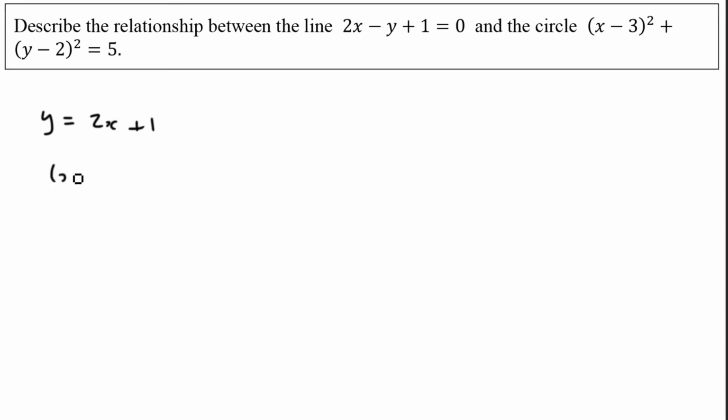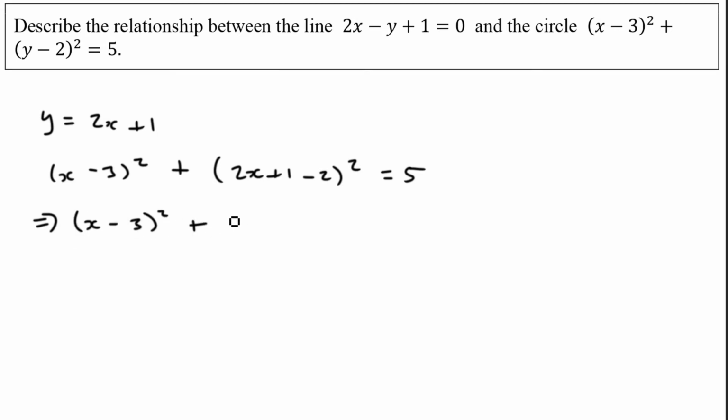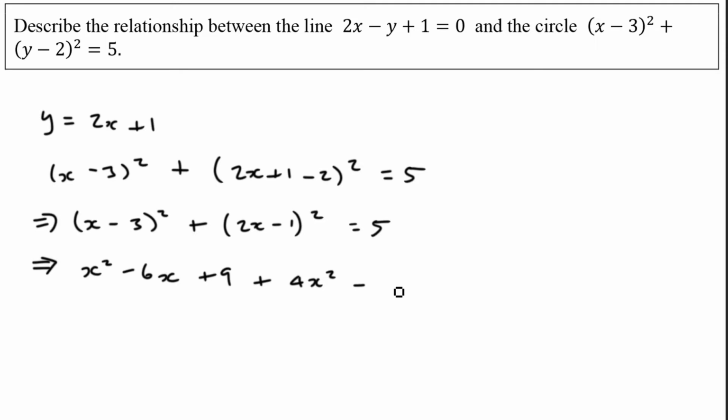Substituting into the circle, we have that (x subtract 3) squared plus, now instead of y we can write 2x plus 1, subtract 2, squared is 5. Simplifying that second bracket, we'll have (x subtract 3) squared plus (2x subtract 1) squared is 5. Expanding the brackets, we have x squared subtract 6x plus 9 from the first bracket, and 4x squared subtract 4x plus 1 from the second bracket is equal to 5.